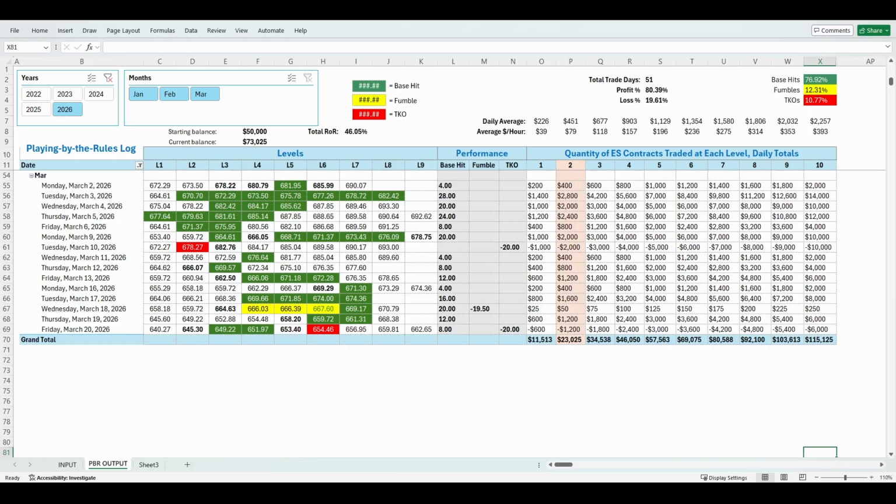In case you're wondering how that is tracked, it's based on a $50,000 starting balance at the beginning of the year, or any point in time that we're looking at this log, and every level is traded the same, and we follow every single rule correctly. And the position size for every level is 2 ES contracts. That is why this column here is highlighted. So for where we are in time now, that $50,000 would be worth $73,000.